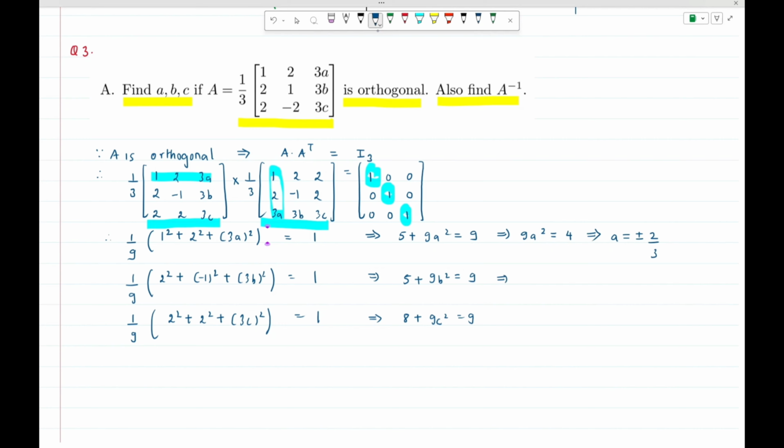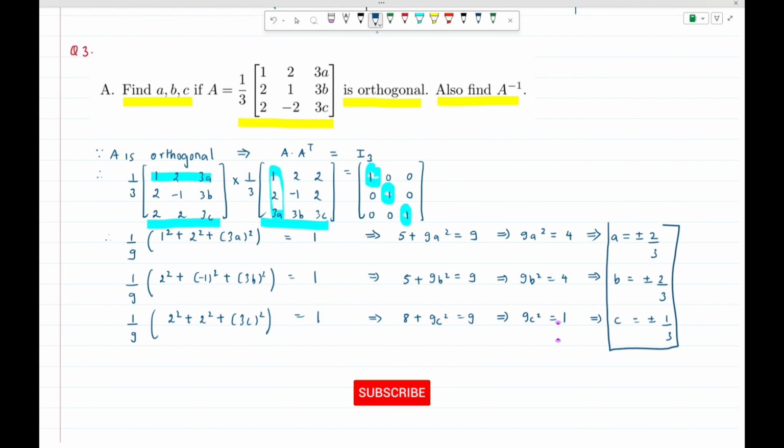Similarly here, we will be getting 9b square is equal to 4, which is going to give us b is equal to plus minus 2 over 3. And here 9c square is equal to 1, which will give us c is equal to plus minus 1 over 3. So thus we have got the values of a, b and c. That was the first part which was required as our solution.